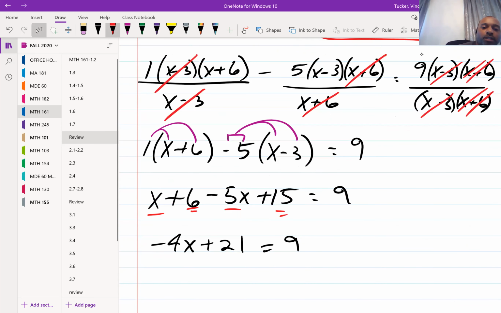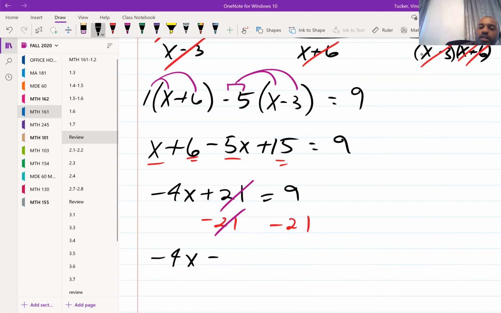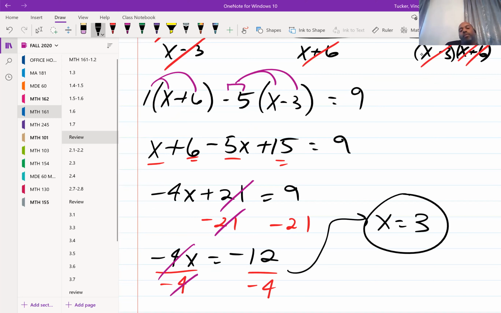So we go ahead and subtract 21. It's negative 4x equal to what? Negative 12. Yep, that would be 12. Then divide by negative 4, excuse me. X is equal to 3. So anybody have any problems before we go any further? Everybody okay with how we got to 3?